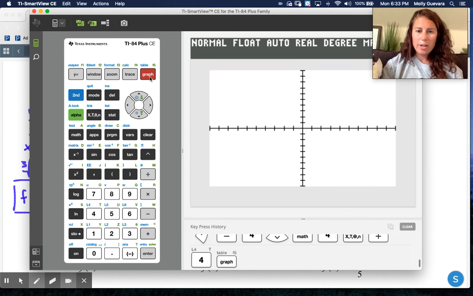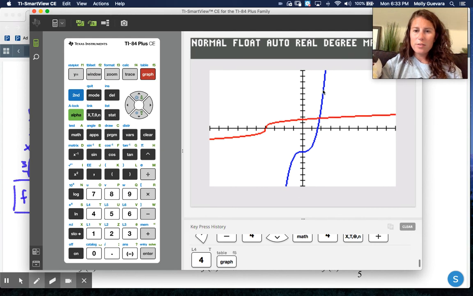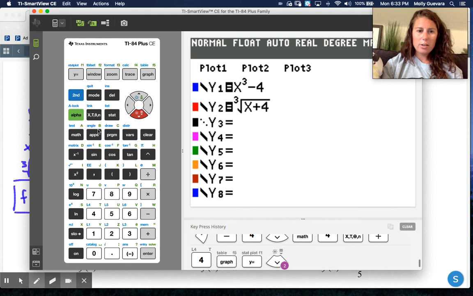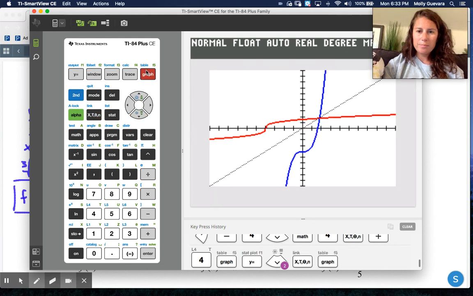And I'm going to hit graph and see what it looks like. So there's one, and there's the other. So this is very similar to the one that we looked at on the previous page, right? And even then, let's go ahead and graph the y equals x again. Are these two graphs symmetrical over the line y equals x? And the answer is yes. If you hold up a mirror along this line, this red line will show up in the place of the blue line.